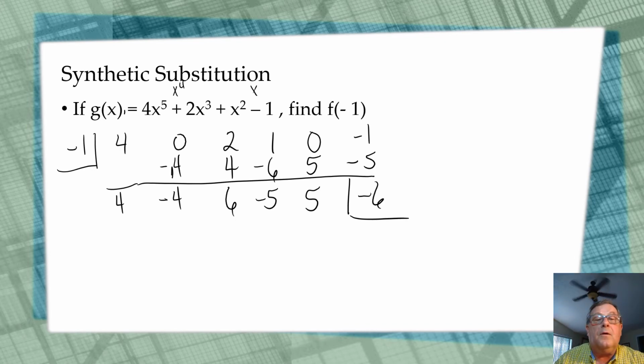That's my remainder. And that is using the remainder theorem. That's a way of finding f of negative 1 into that function equation. How about that?